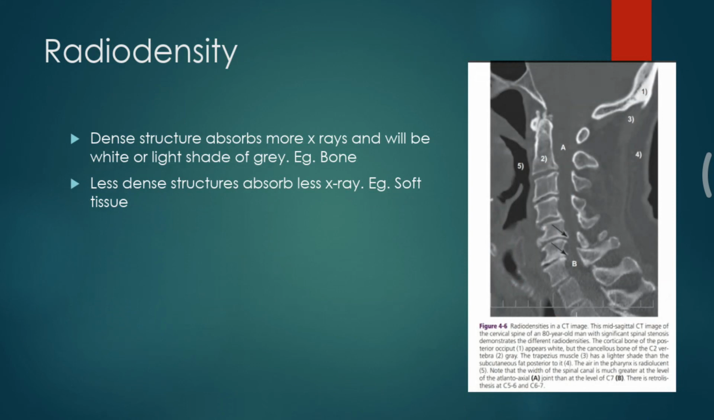So you need to understand from a CT scan, if you are seeing a lighter structure, it is a thicker structure or a denser structure within the body, and if you see a darker one, it means that it is a less dense structure within the body.